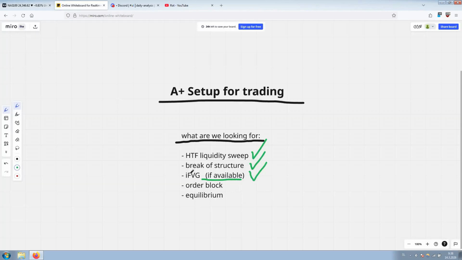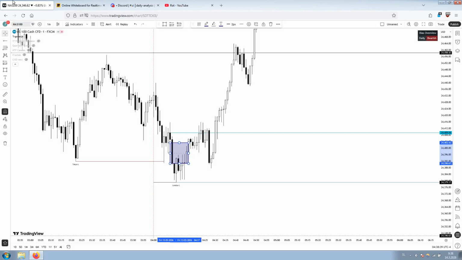So we have inverse fair value gap. Then what are we waiting for next? We are waiting for the price to touch order block, okay? So what is an order block? I take those candles, okay? So I take this white candle until this another white candle that broke structure, okay?